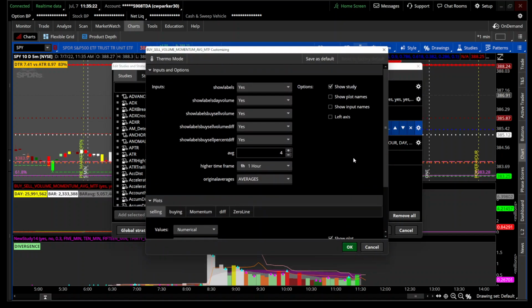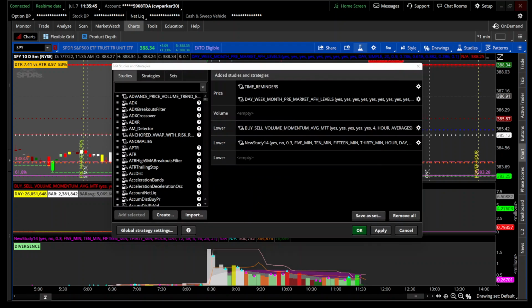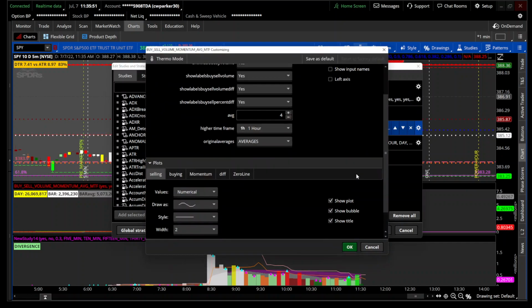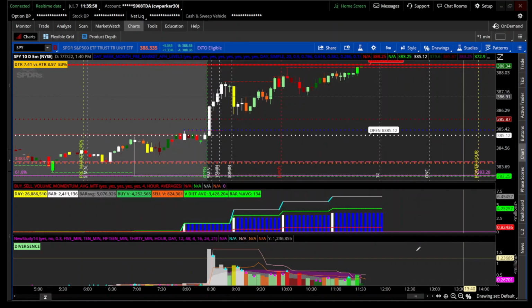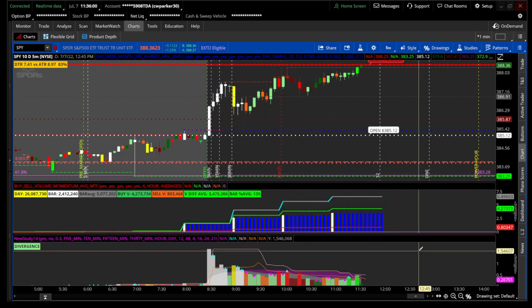I'll also include a scanner in this as well. You can also scan with the indicator if you're looking for anything with the momentum that's above 0. And you just go into the scanner and just put that in there. But that's pretty much the indicator.